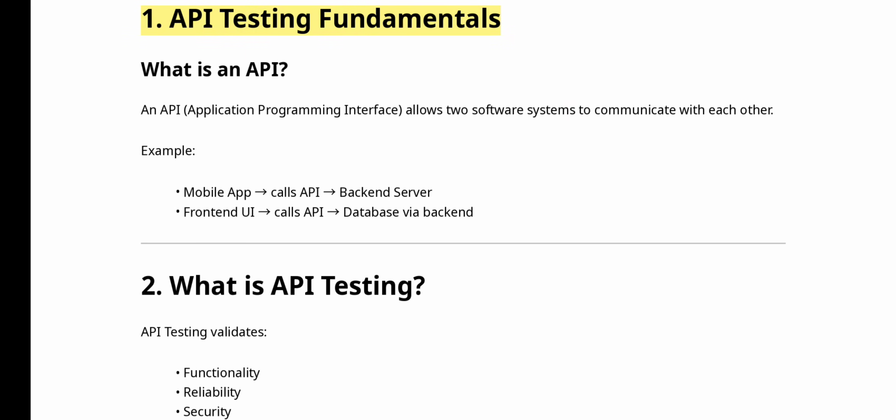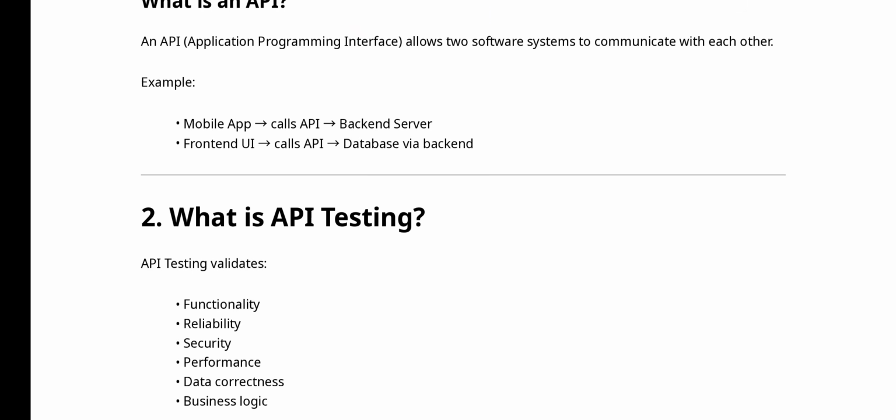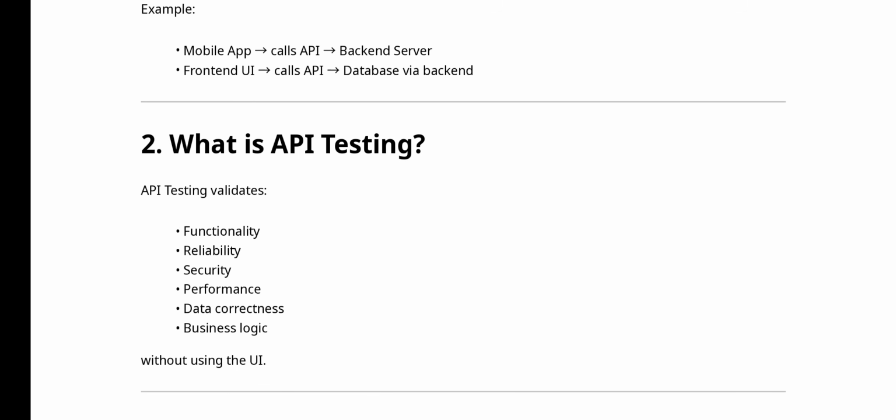So what is an API? An API allows two software systems to communicate with each other. For example, a mobile app calls an API from the backend server. Similarly, a front-end UI calls an API to reach the database via the backend.